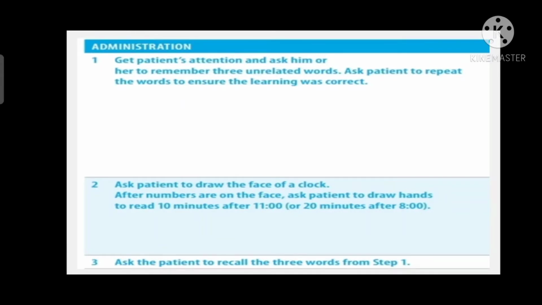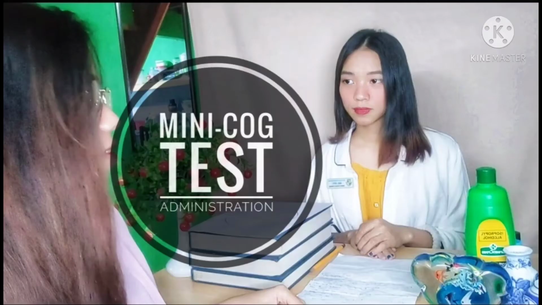Step 2 is to ask the patient to draw the face of a clock. After the numbers are on the face, ask the patient to draw hands to read 10 minutes after 11 or 20 minutes after 8. And the last step is to ask the patient to recall the three words from step 1.